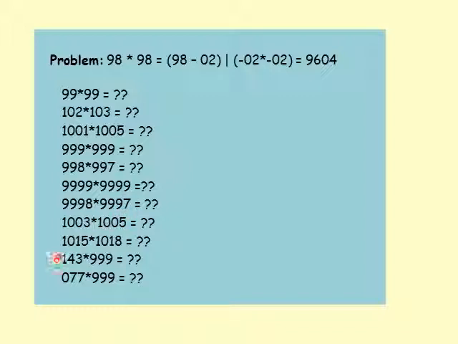If you want to do 143 times 999, the first operand is 143, which is 857 less than 1000. The second operand is 999, which is 1 less than 1000.